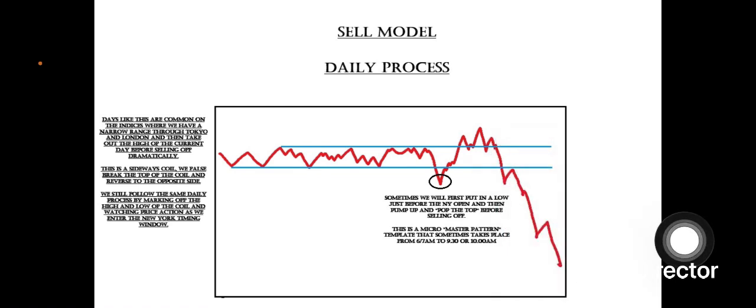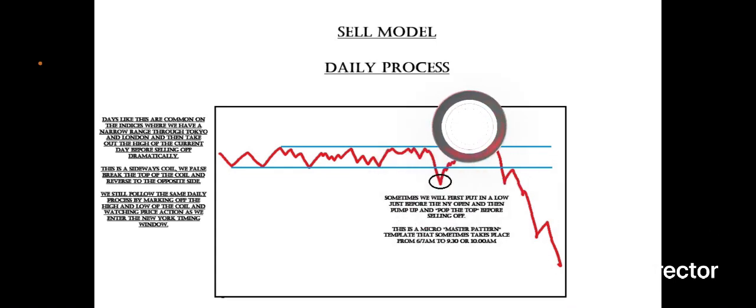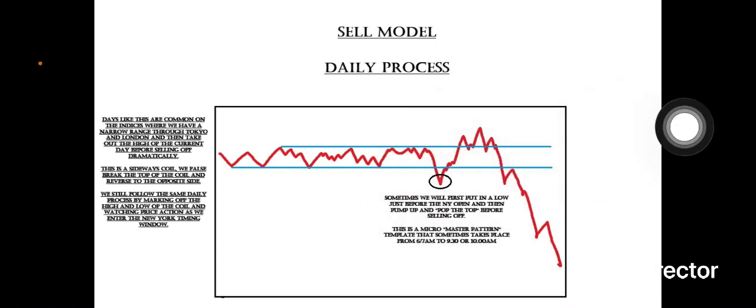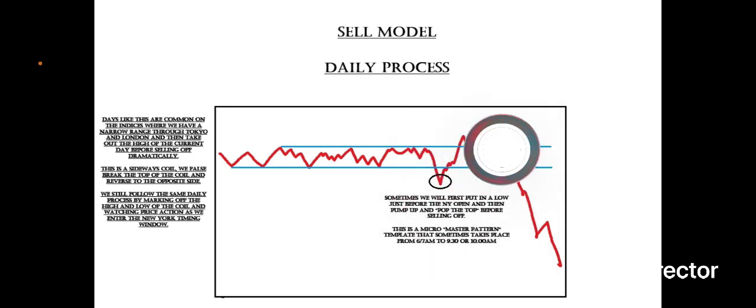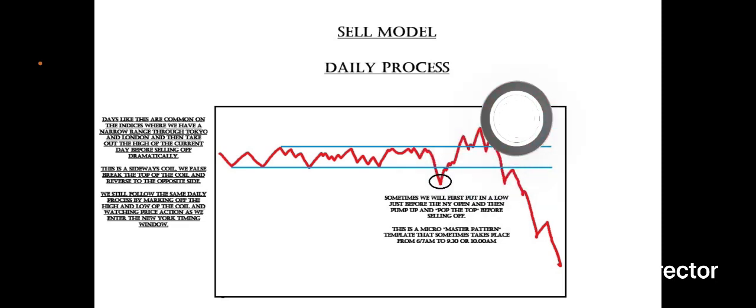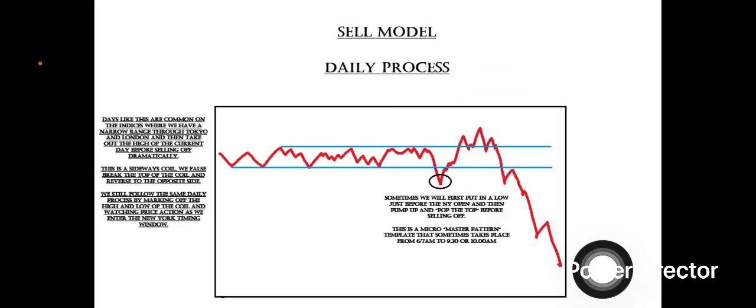And this happens pretty often where we will put in this low and then pump up. That low is usually put in place just before the session, like anywhere from like 5, 6 a.m. to 7 a.m. and then into the session. Okay. So this would be like 5 or 6 in the morning. And then by 9:30 or 10 o'clock, we're putting in a peak formation high and starting to sell off.